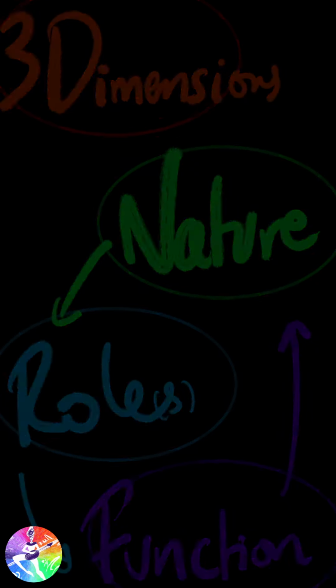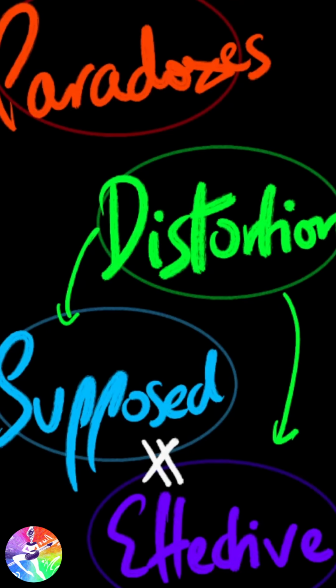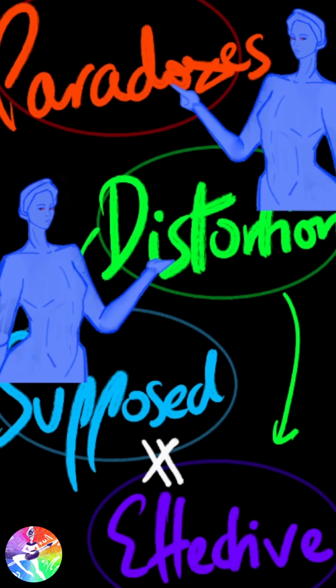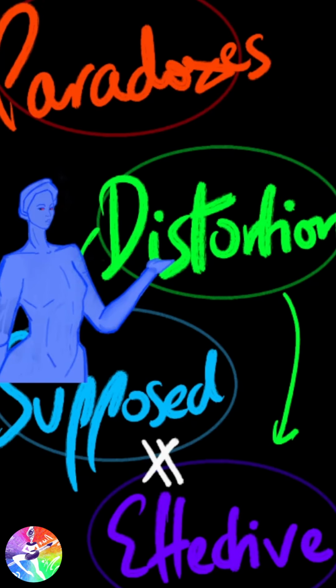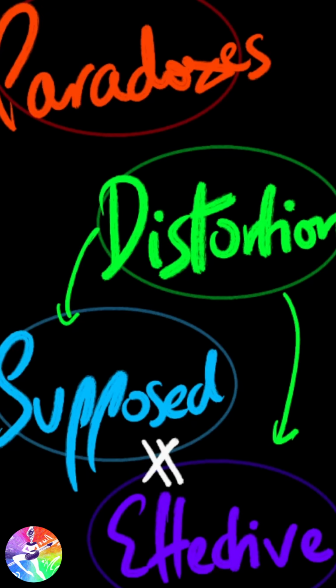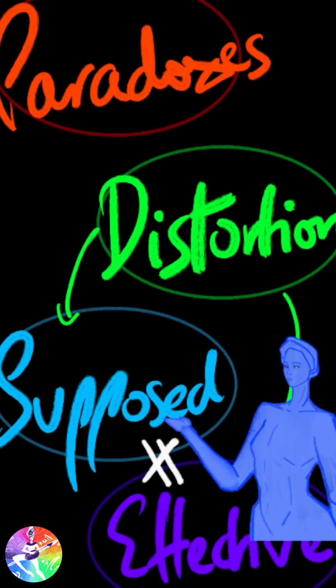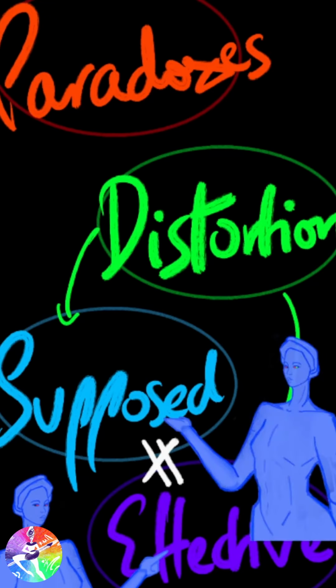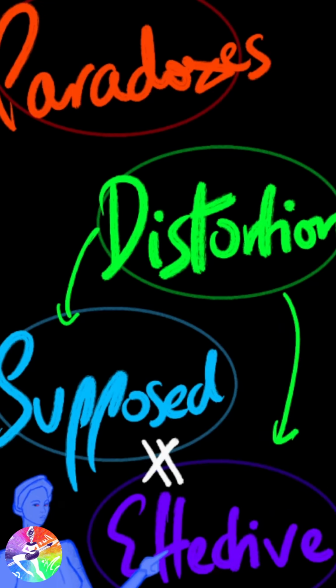Now, what are paradoxes? Paradoxes are simply distortions. Distortions of the function, distortion of the role of an object, distortion of how an object is supposed to work versus how it effectively works. So anytime that you have an expectation created around an object, a character, an environment, and you break this expectation, you've created a paradox.